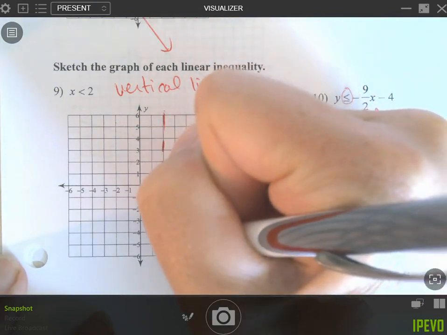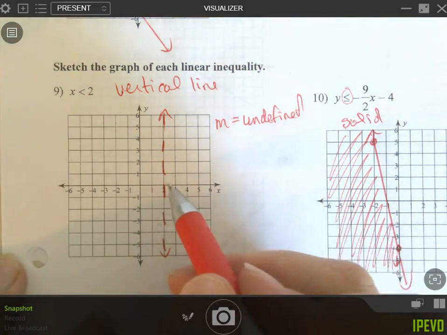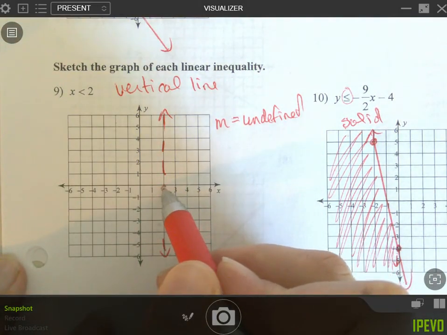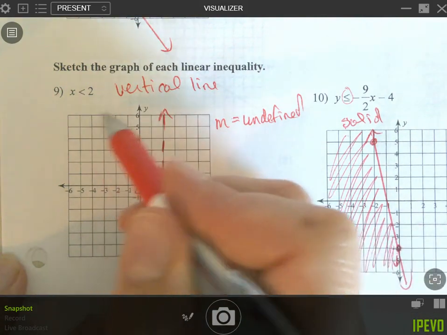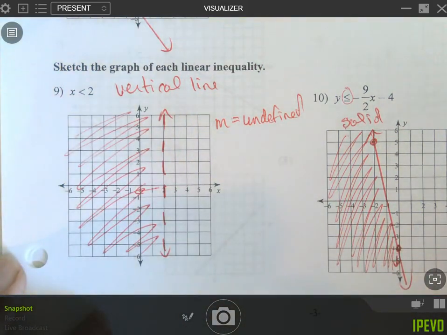Okay, now read the inequality symbol. This one is talking about x being less than 2. So here's x is 2. What's less than if we go to the left? So everything down here gets shaded. All right, let's flip it over and knock these out.